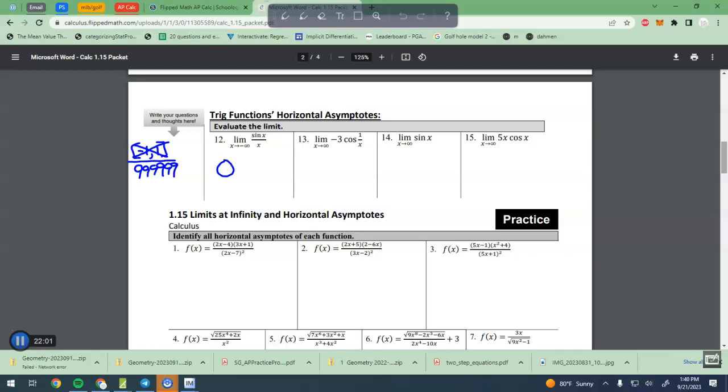Alright, 13. So plug in some giant number for x. Cosine of 1 over x. Bigger powers on the bottom, so what does 1 over x turn into as x goes to infinity? It turns into 0. So now this says -3 times cosine of 0. What's the cosine of 0? What's the x value at 0 degrees? It's 1. So -3 times 1. Now it's -3.